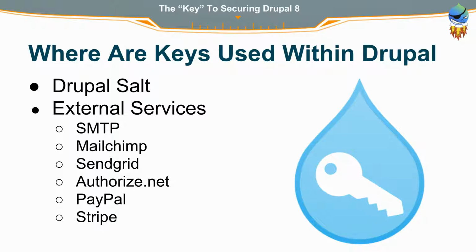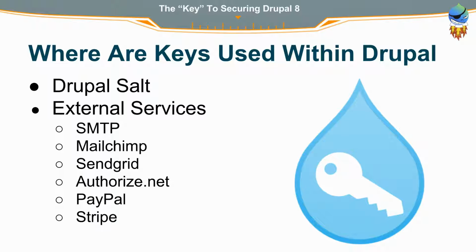Where are keys used in Drupal? The Drupal salt, that's a key. That is a key to get information in and out of Drupal. That's how passwords are stored, with the Drupal salt. You have all these external services, like Rick said, SMTP, MailChimp, SendGrid, Authorize, PayPal, Stripe. They're all giving you a key saying, this is very secret, I need you to store this.